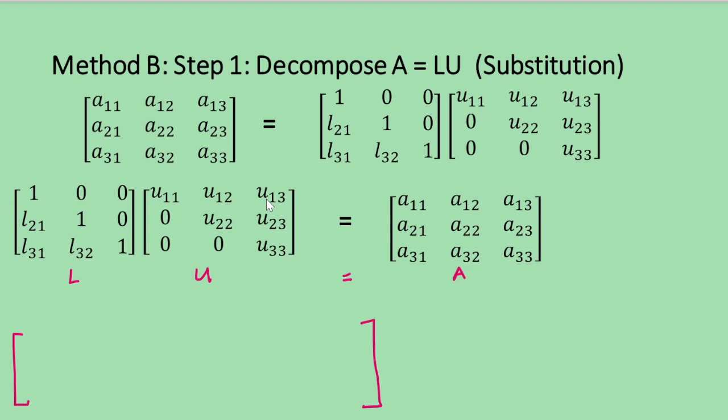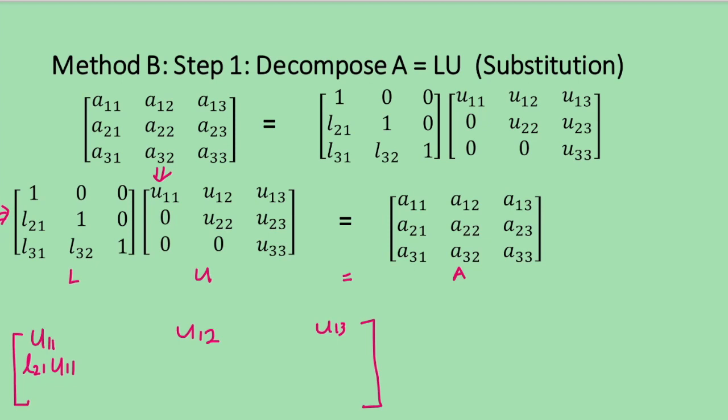The first element A11 would be the product of the first row of matrix L with the first column of matrix U, and this gives us U11. A12 would be the multiplication of the first row and the second column, and this gives us U12. A13 would be the multiplication of the first row and the third column, that gives us U13. A21 would be the second row and the first column. So second row matrix L, first column matrix U gives us L21 U11, and the rest would be 0.